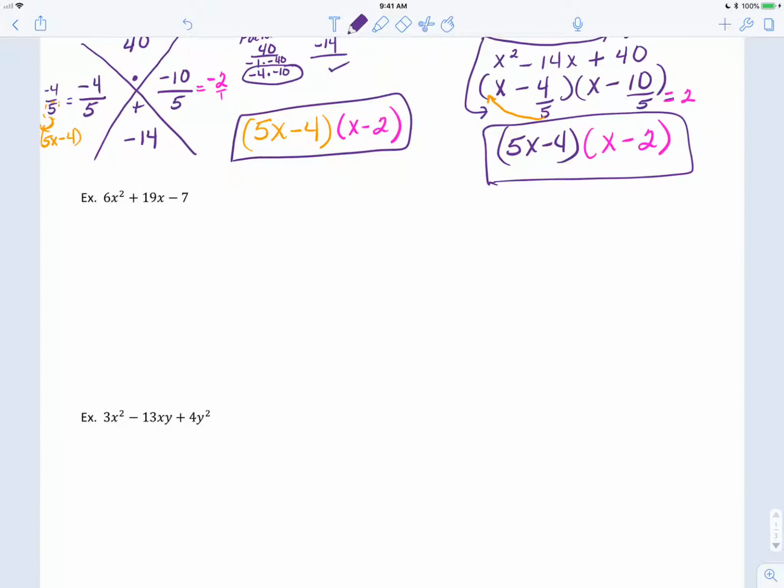All right, so let's do a couple more. Big X, okay? A is 6, B is 19, C is negative 7. So top binomial, 6 times negative 7 is negative 42. The B term goes down here, so that's 19. We're dividing both sides by 6. So what times what is negative 42 that adds up to be 19? Well, we need factors of negative 42 whose sum is 19.